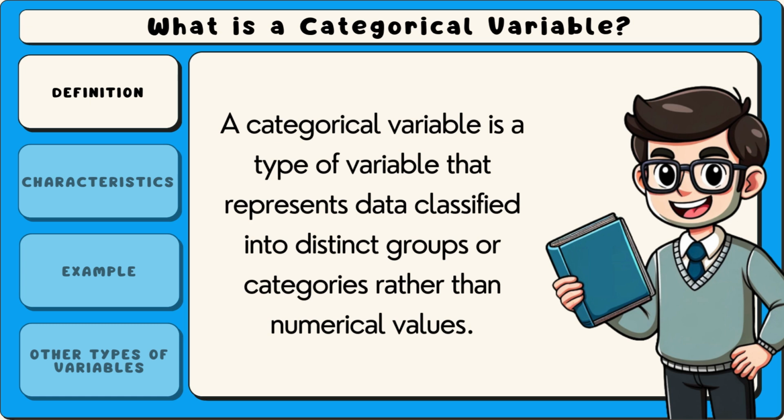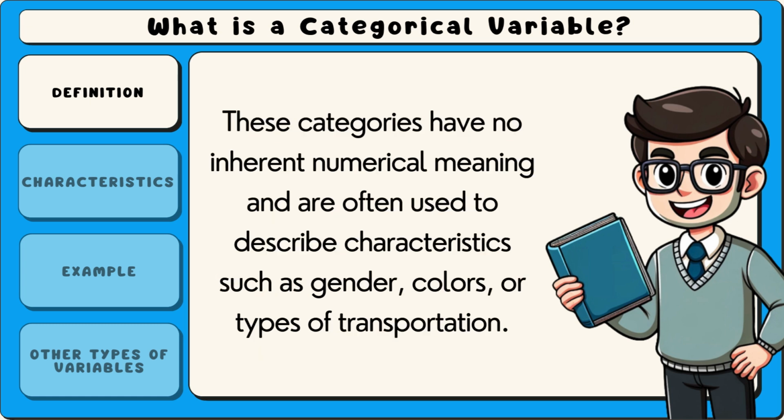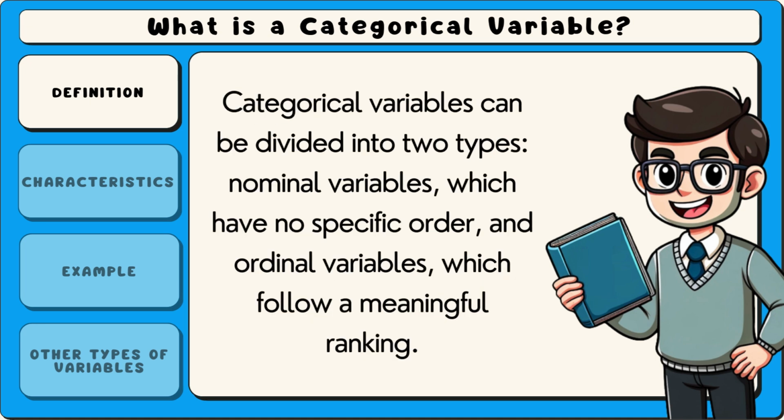A categorical variable is a type of variable that represents data classified into distinct groups or categories rather than numerical values. These categories have no inherent numerical meaning and are often used to describe characteristics such as gender, colours, or types of transportation. Categorical variables can be divided into two types: nominal variables, which have no specific order, and ordinal variables, which follow a meaningful ranking.